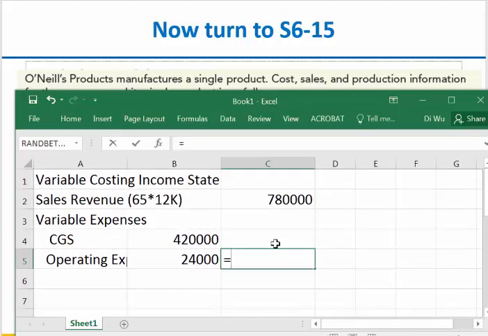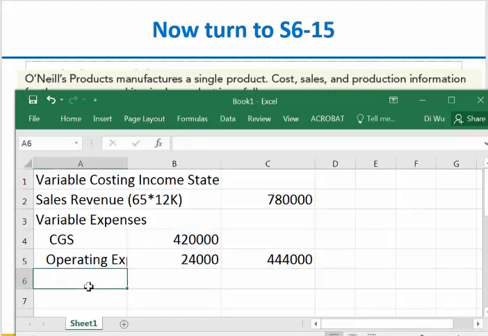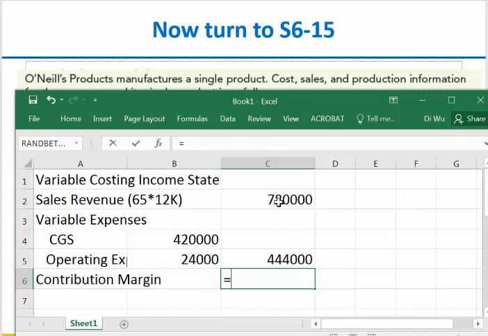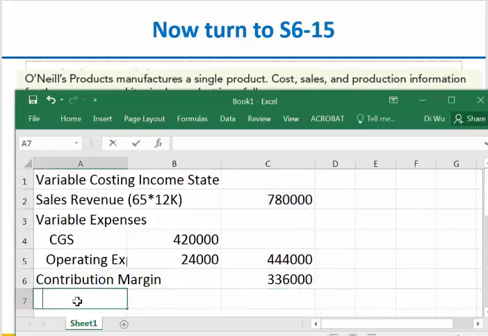So in total, I have 420,000 plus 24,000, which gives 444,000. Right now I can go ahead and find my contribution margin, which is a result of subtraction. I use 780,000 minus 444,000, so I get 336,000. That's the contribution margin.